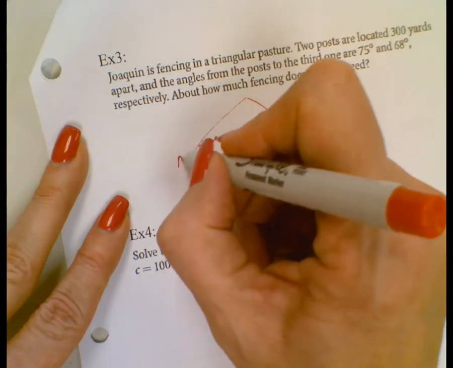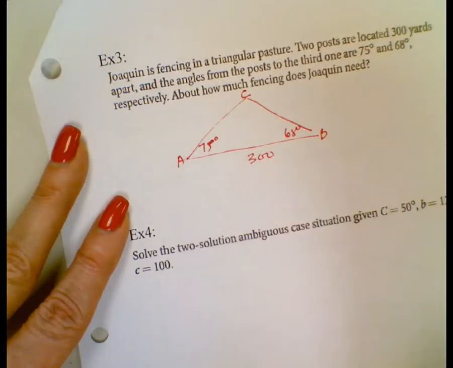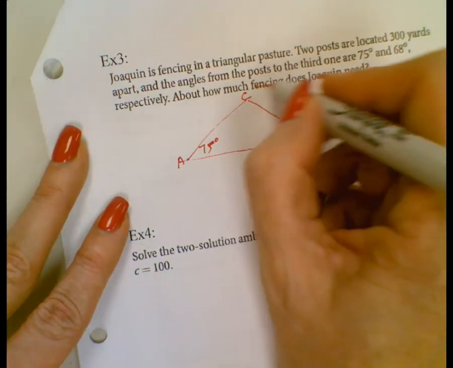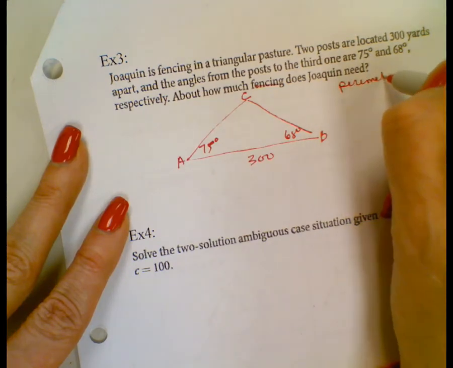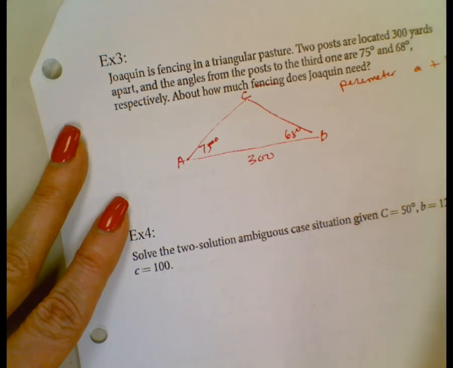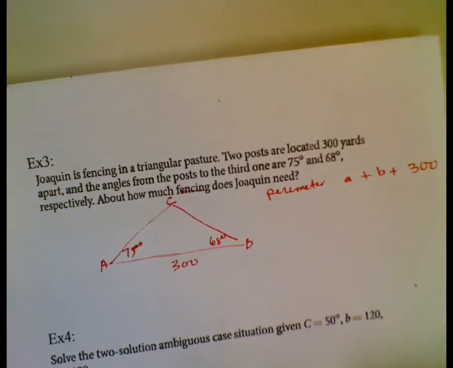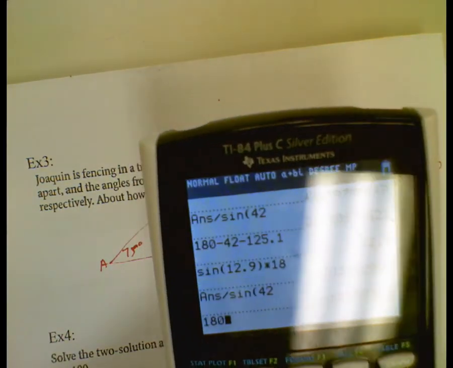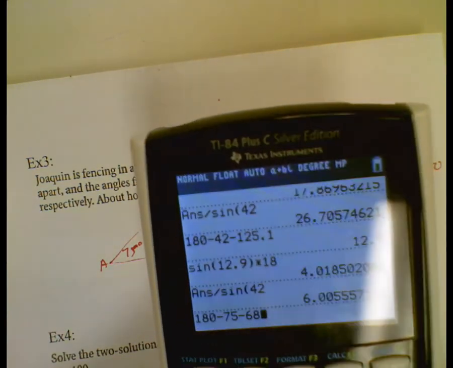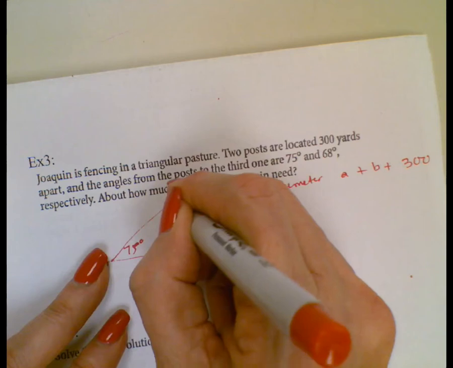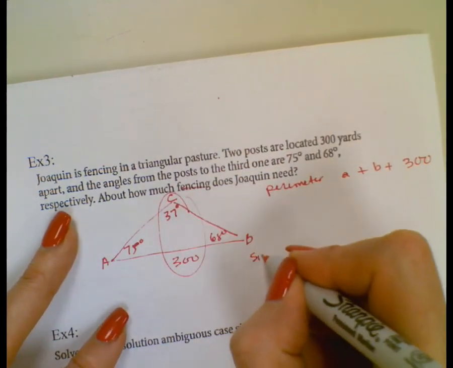All right, so I like putting A's, B's, and C's in here. So we need to know the sides. In order to find how much fencing, we need to know the perimeter. Our final answer is going to be side A plus side B plus side C. And the only side that I know right now is side C, which is 300. So we have to find side A and side B. So let's start by finding our third angle, which is 180 minus 75 minus 68. 37. Put that in. And now we can use this ratio to find the other two sides.